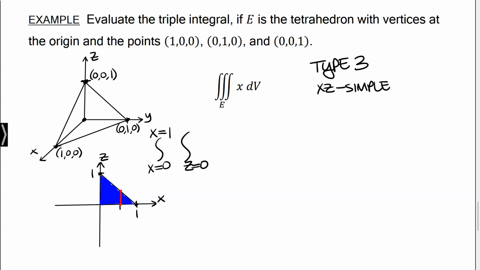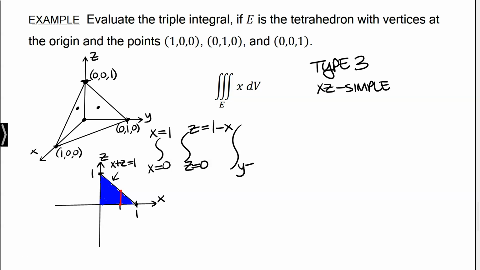Well, we need to find the equation of this line. This line here has equation x plus z equals 1. So if we solve that for z, that means z is equal to 1 minus x. So z goes from 0 to 1 minus x. And then now think of a point here in the xz plane, and it needs to shoot out from 0. So this face is in the xz plane.